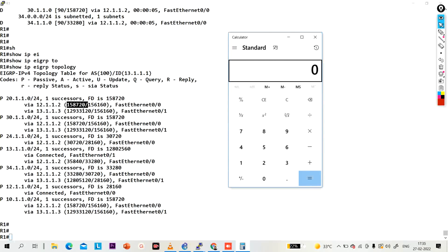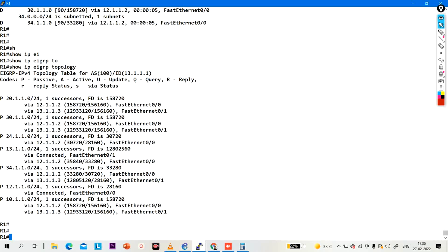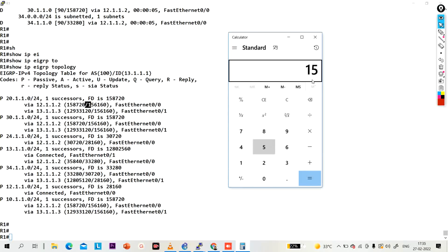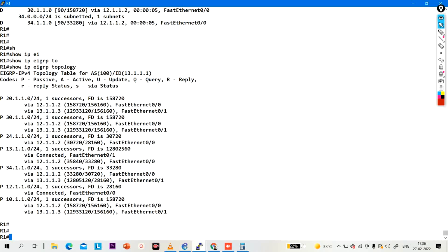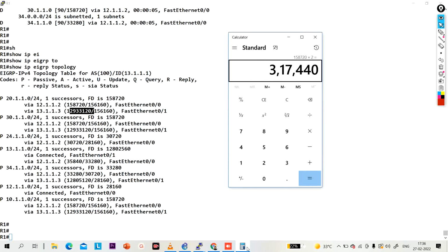Actually, if I multiply the metric of the best path by variance, what value will I get? 158720 multiplied by 2, right? Still this value is lesser than this value. So that's the reason this router is not performing load balancing.